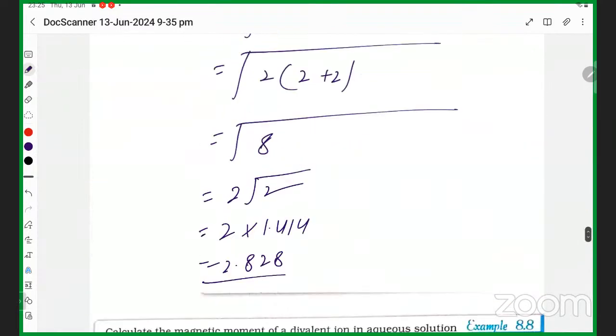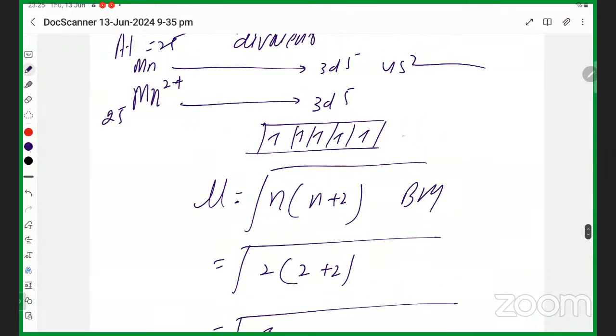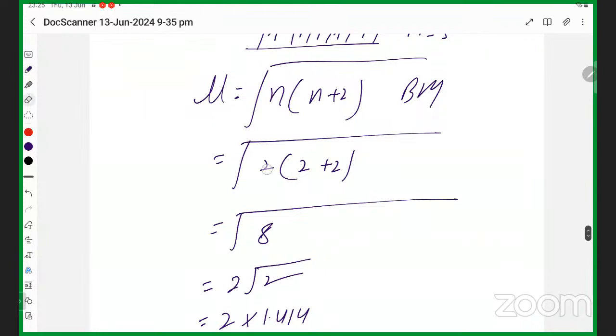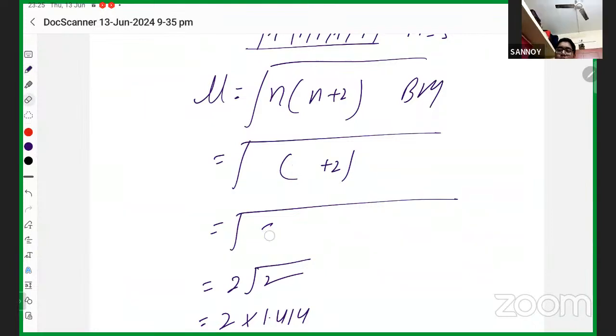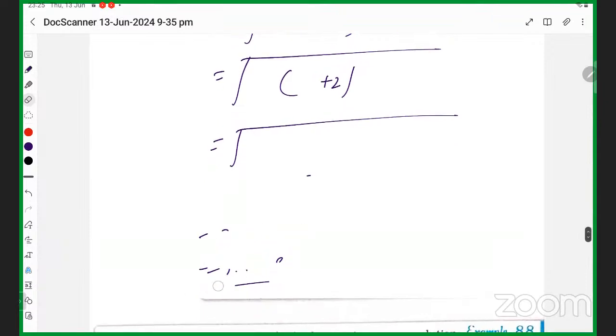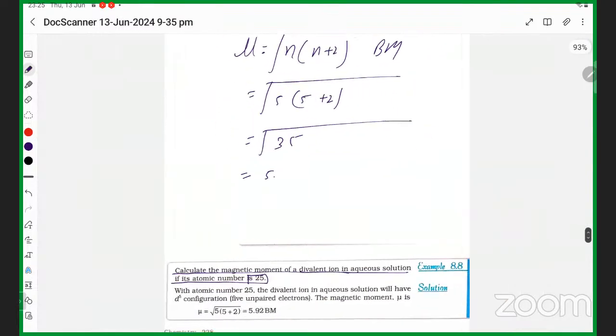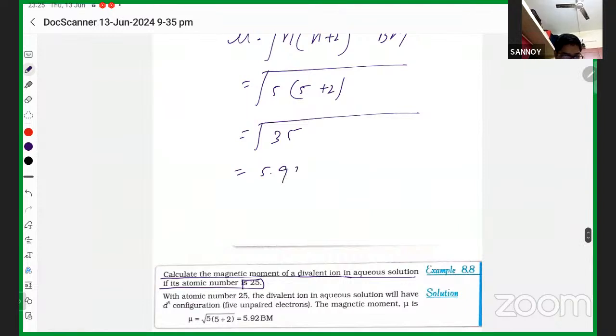No, n value is 5. N value is 5. I am putting 2? N value is 5. That is what I was saying, sir, why you were putting 2? So here is 5. This is 5. So 5 into 7, 35. Root of 35, so 5 point something will come. 5.92.